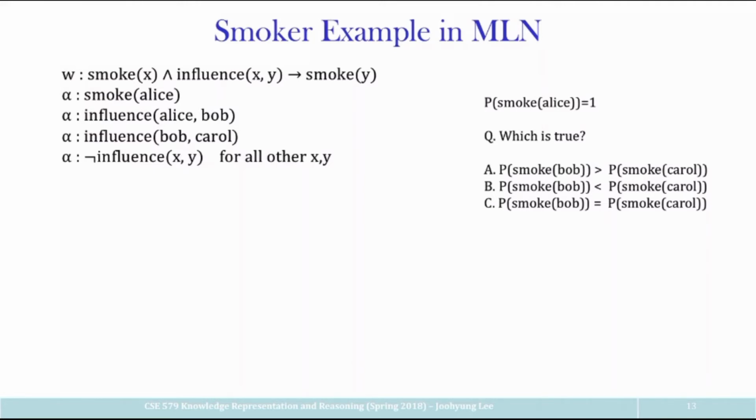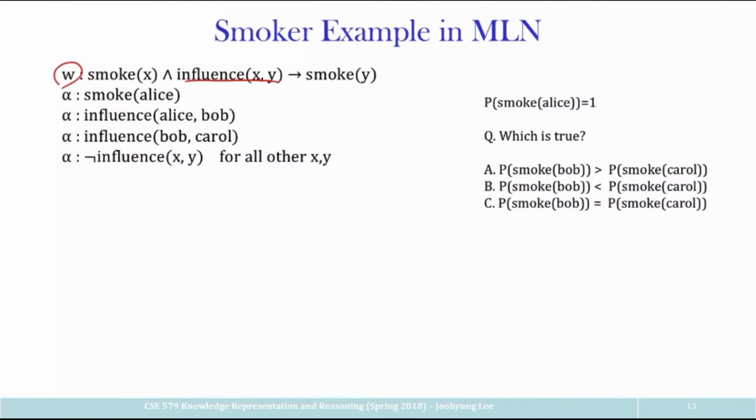Let me first explain the domain here. So forget about cancer and forget about friendship. Instead, we have the influence relation. If X is a smoker and if X influences Y, then Y smokes. All right, so this is actually a soft rule.